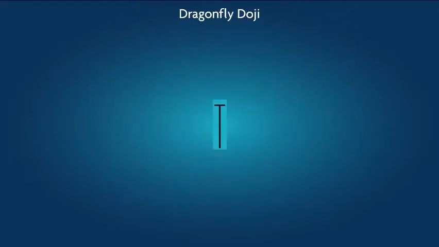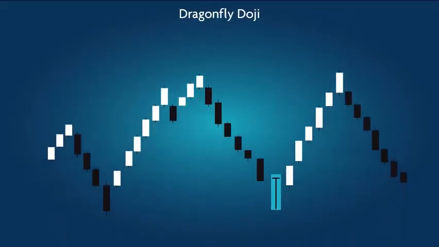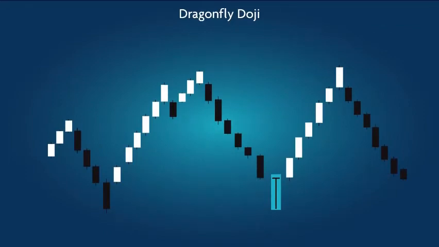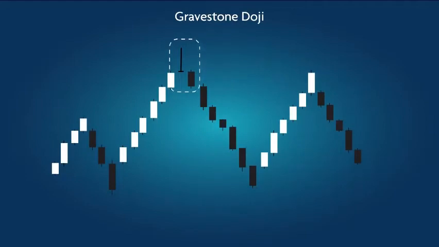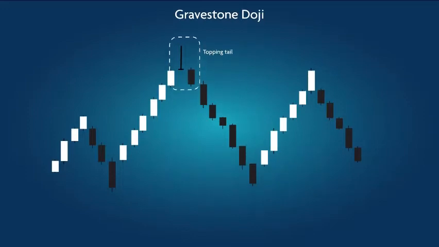Dragonfly doji, a bullish pattern created at the base of movement, similar to the doji, but with the addition of a wide-range bottoming tail indicating that control has been taken by buyers. Gravestone doji, a bearish pattern created at the peak of movement, similar to the doji, but with the addition of a wide-range topping tail indicating that control has been taken by sellers.